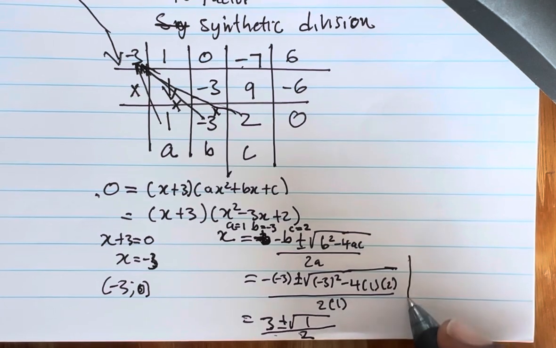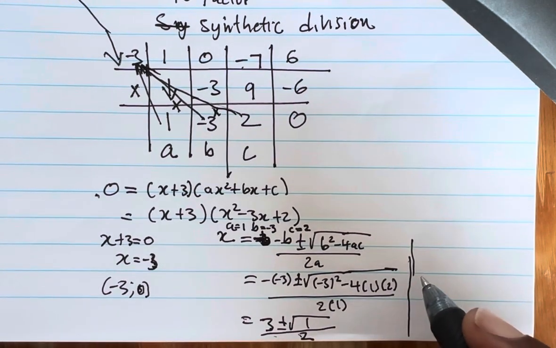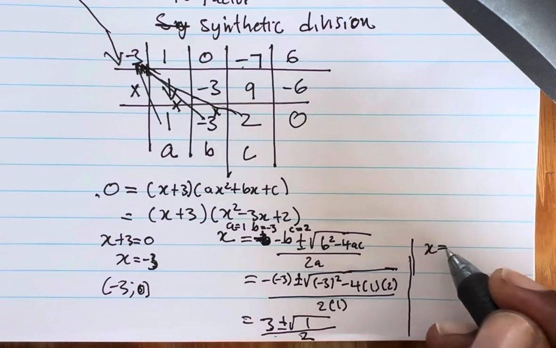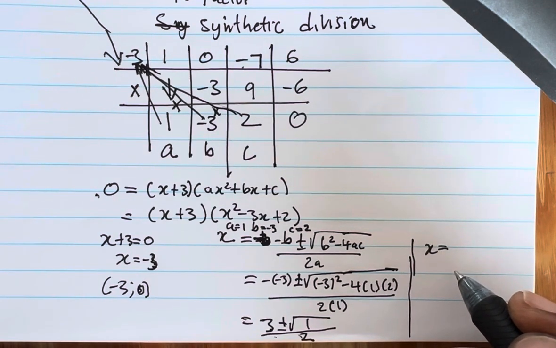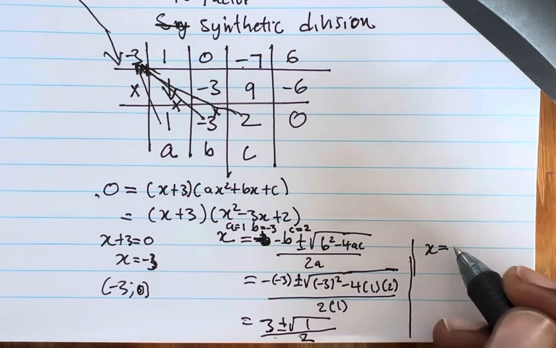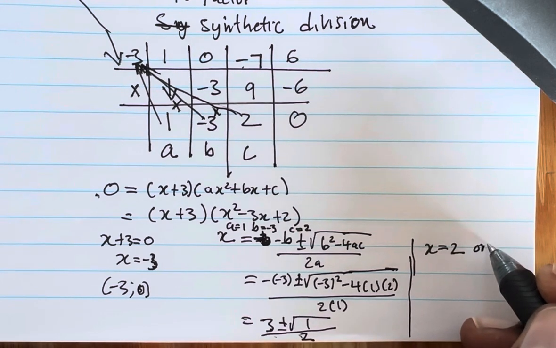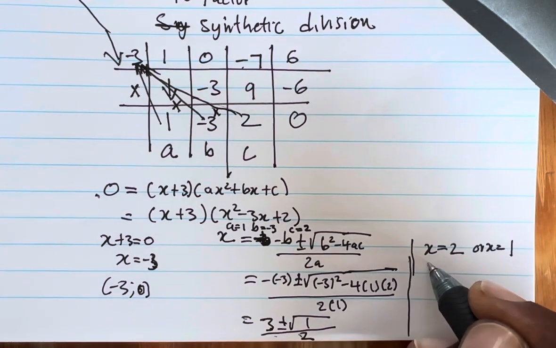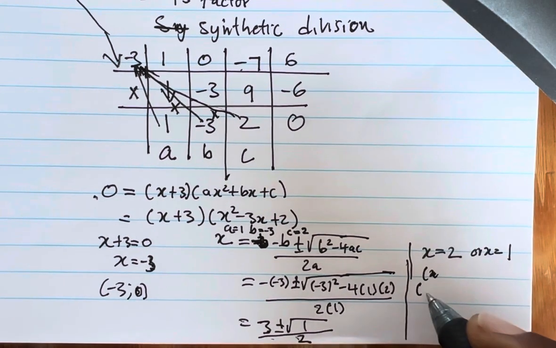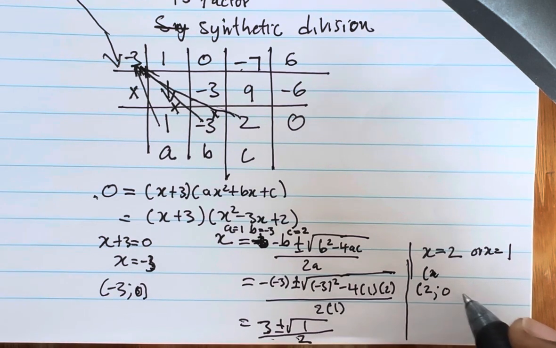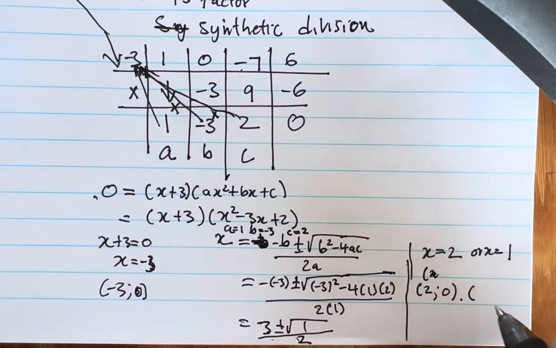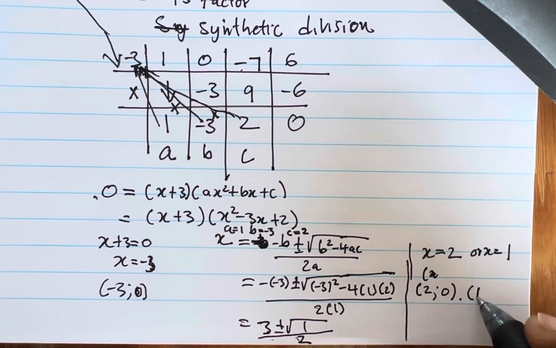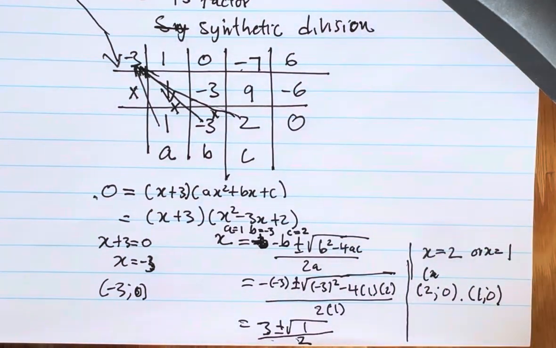Then we're going to have our x solutions. Write them here now. x is equal to 3 plus 1, it's 4. 4 divided by 2 is 2. Or x is equal to 3 minus 1, which is 2. 2 divided by 2 is 1. So we have our x-intercepts, which are 2 and 0, and 1 and 0.